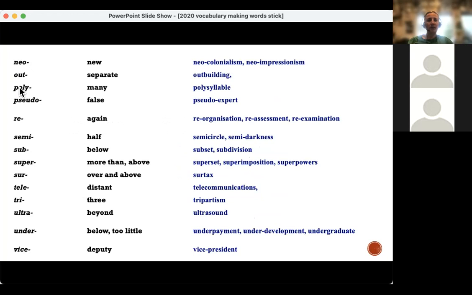So poly, right? What does poly mean? It means many. So if we think polysyllable, that's the parts of words, let's say. So this is many syllables, right? And so we don't have a word there that we have to memorize, right? We can think of it as that means many, and then we know that that's the word parts, let's say. Tele is distant.